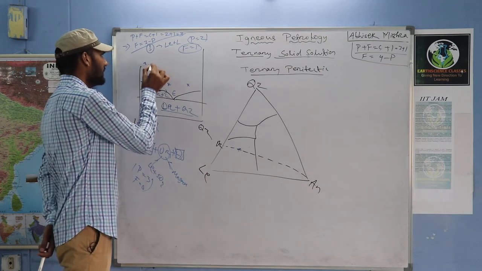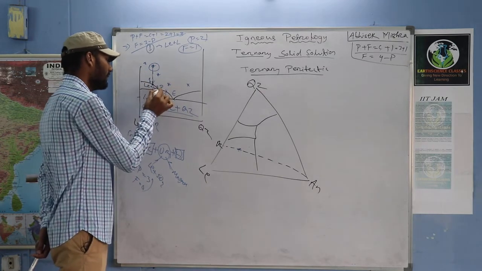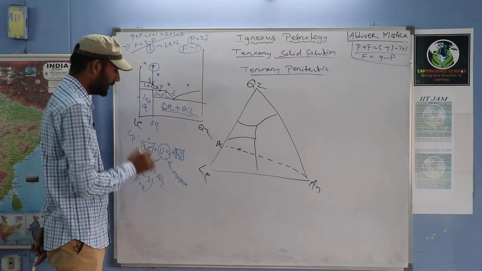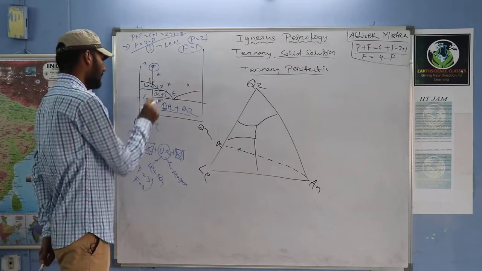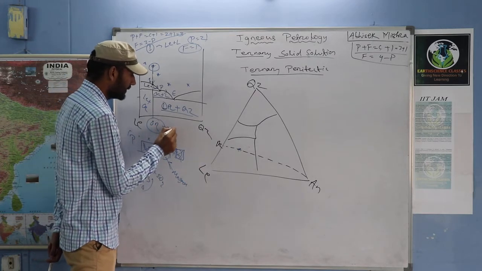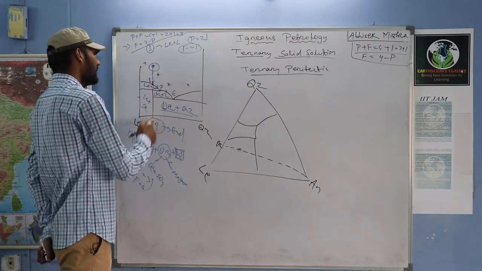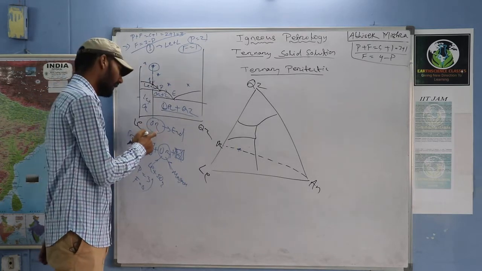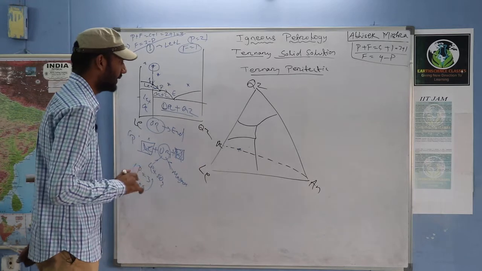Okay, but now the thing is, if I take any composition on this line, what happens at point P? At point P, both liquid and leucite will be finished at the same time, right? If you take any composition on this line, you are going to find only orthoclase as the end member of crystallization. If we take any initial composition on this line, that is the orthoclase line, we will get only orthoclase at the end point. Okay, this is the case of binary peritectic.